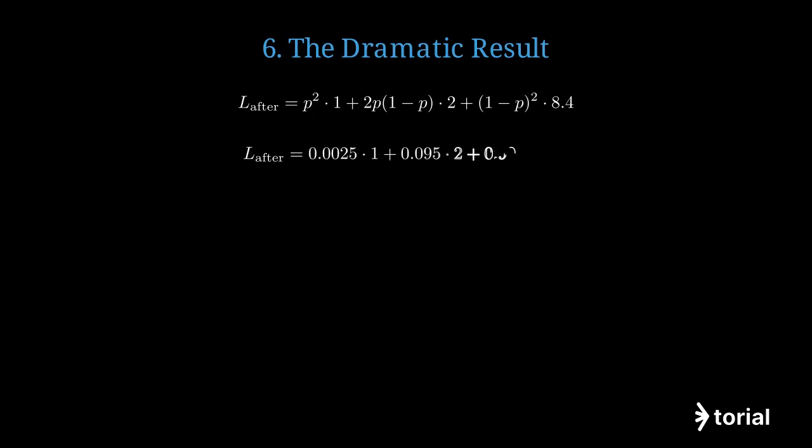Now we can calculate the overall effect on average path length. The new average is weighted by probabilities of each case. Substituting our probability of 0.05, we get these weighted terms. This gives us a new average path length of about 7.77 hops.